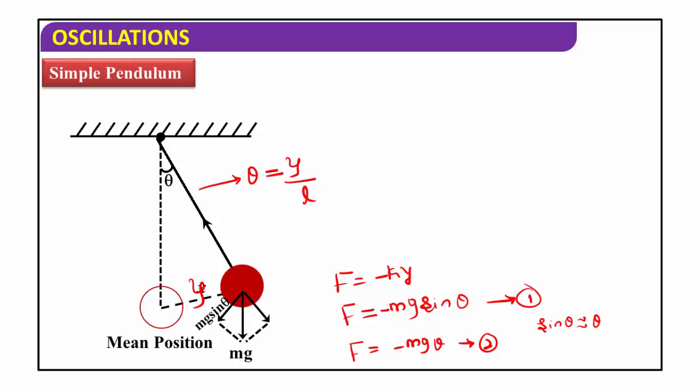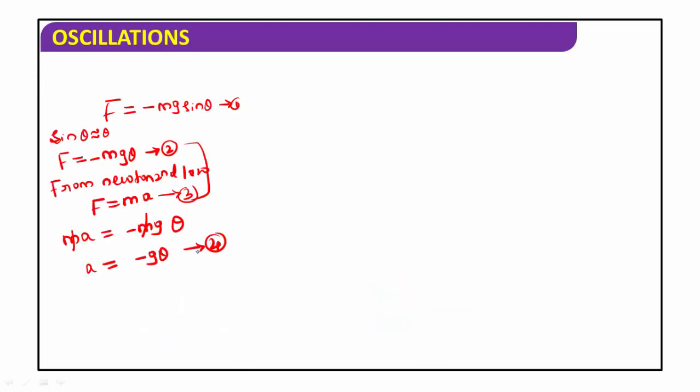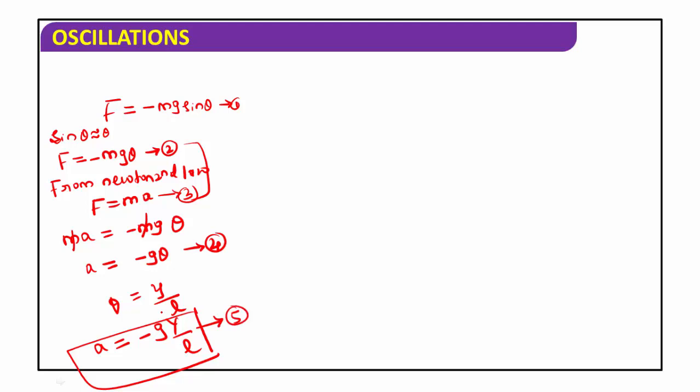This is also called arc length. A is equal to minus g into theta. But from using that diagram here, theta is equal to y by L. Therefore, we get acceleration A equal to minus g into y by L. This is equation number 4.